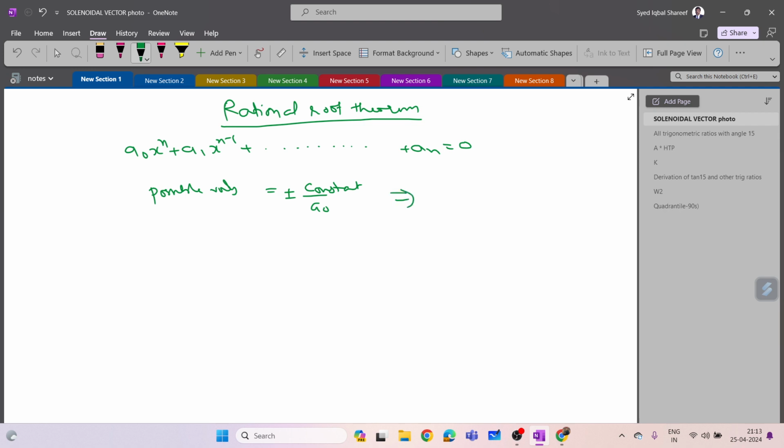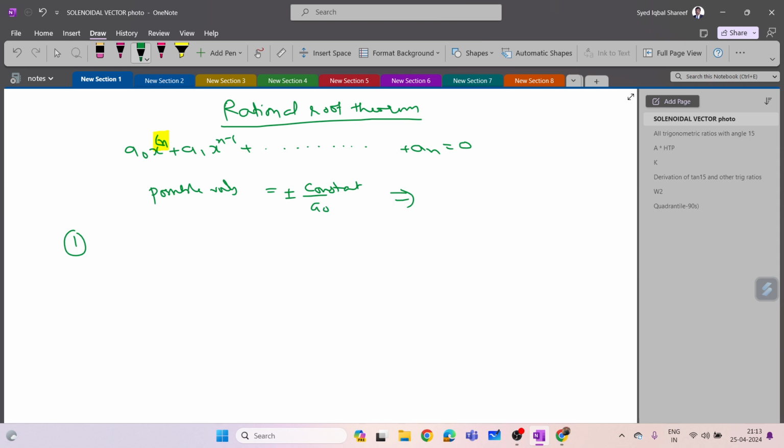So the possible roots are many, but suppose x to the power of n is there, then n roots will be there. Possible roots may be as many as can be. We will discuss one problem at a time.